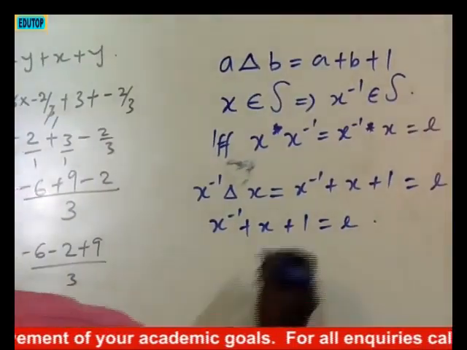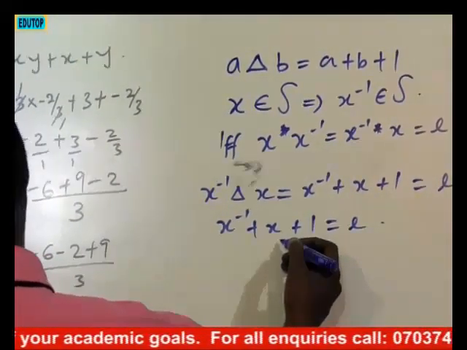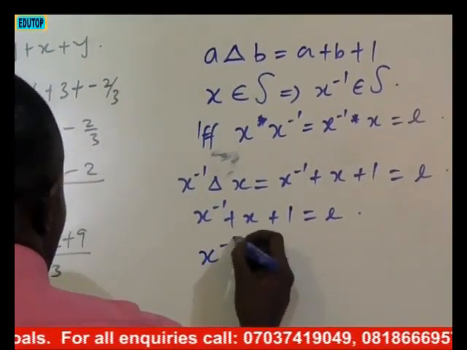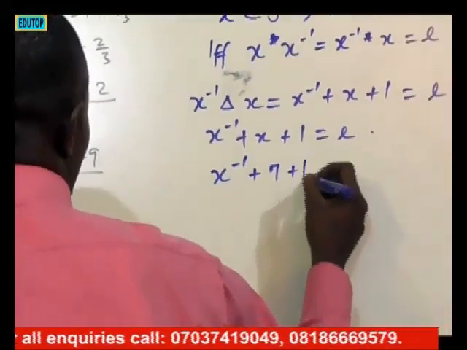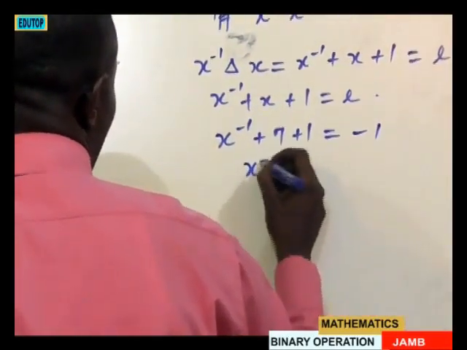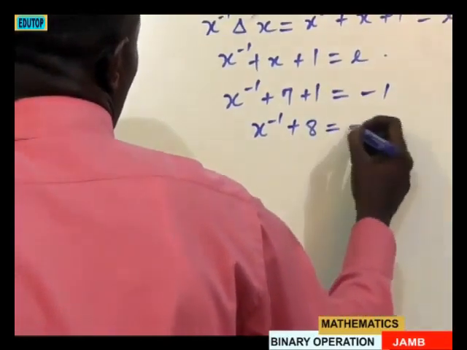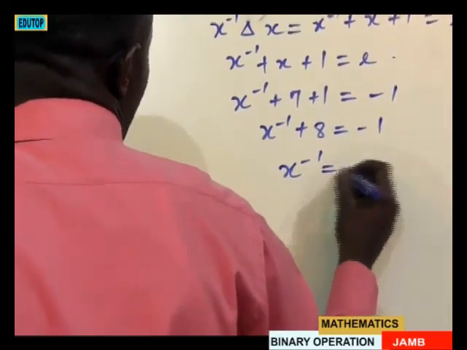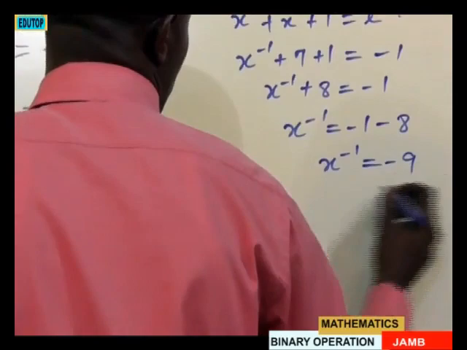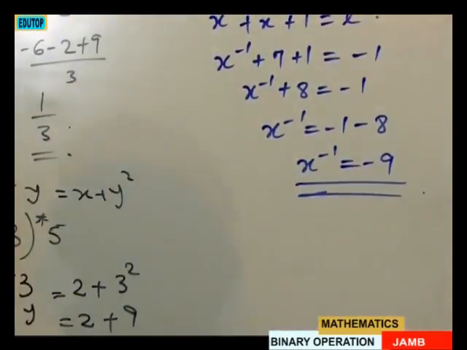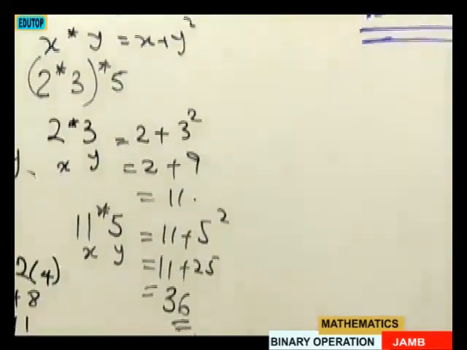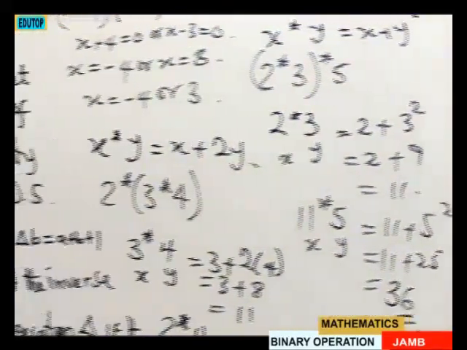So what is our X? X is our real number, which is definitely going to be 7. So we have X inverse plus 7 plus 1 equals the identity element, which is minus 1. So this is X inverse plus 8 equals minus 1. So X inverse will be minus 1 minus 8, and our X inverse will now be minus 9. So that is the answer for that very question. I will go to our options and pick the one that matches, which is option C.